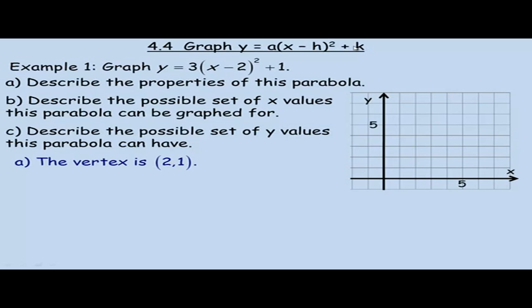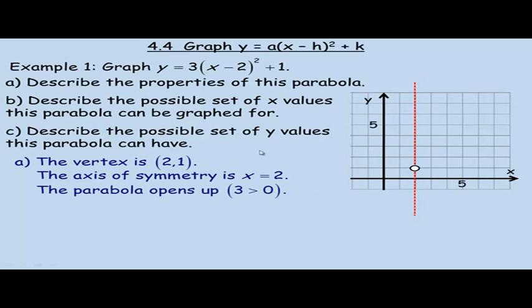It does say plus k in the end, so whatever this number is right here, if it's written in the proper vertex form, would be the y coordinate of the vertex. So we'll plot the vertex at (2, 1). There's the vertex. And because the x coordinate of the vertex is 2, the axis of symmetry will be x equals 2. And that line looks like this. It's a vertical line that cuts right through the middle of the parabola. The parabola will be symmetrical about that axis of symmetry.